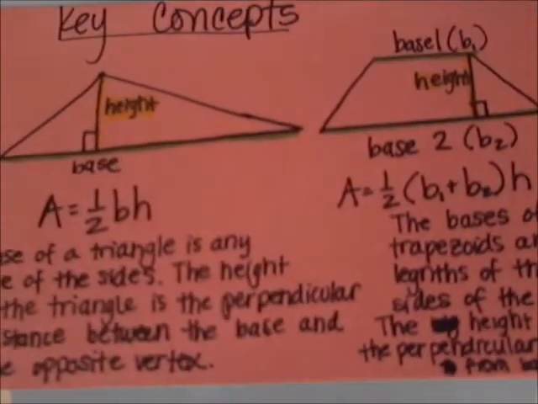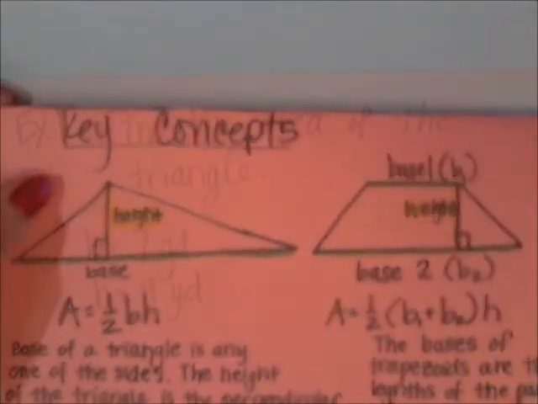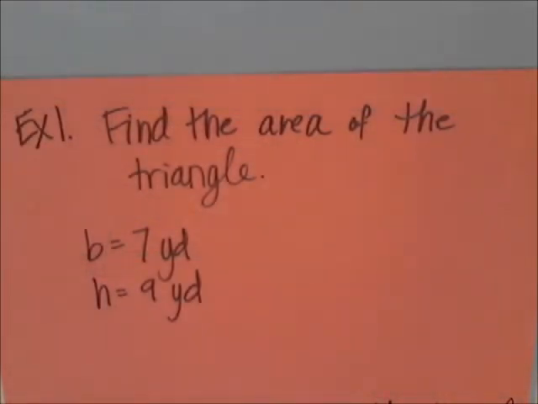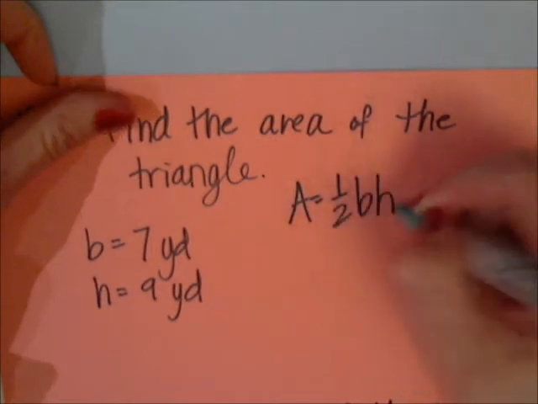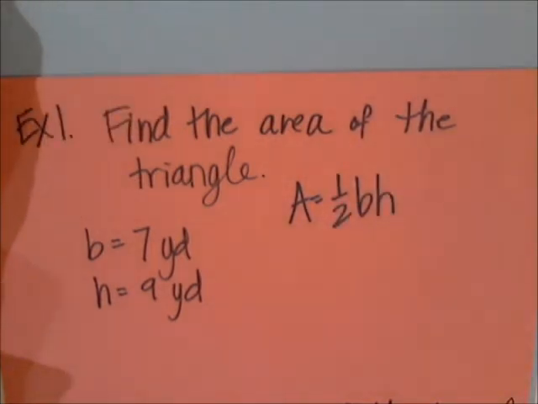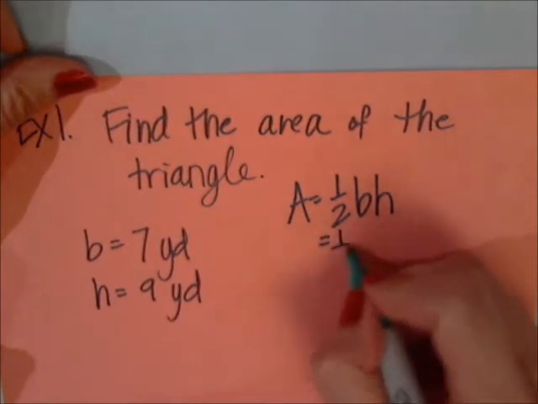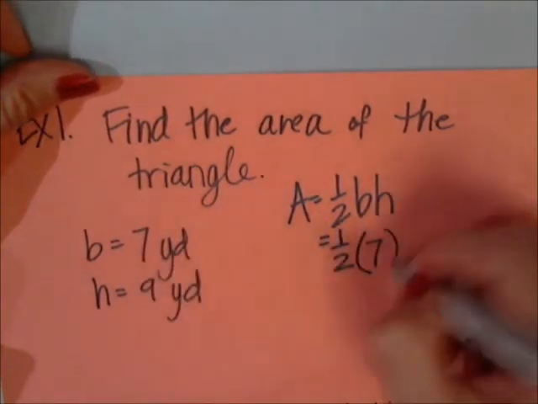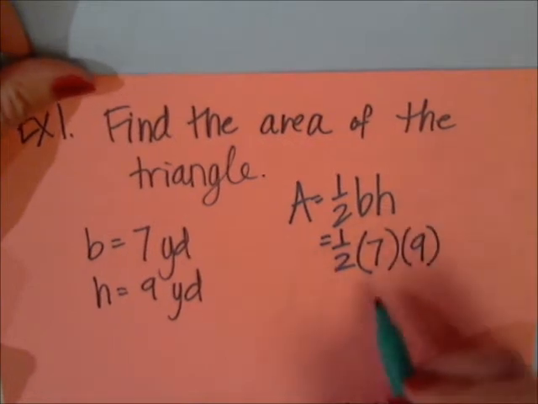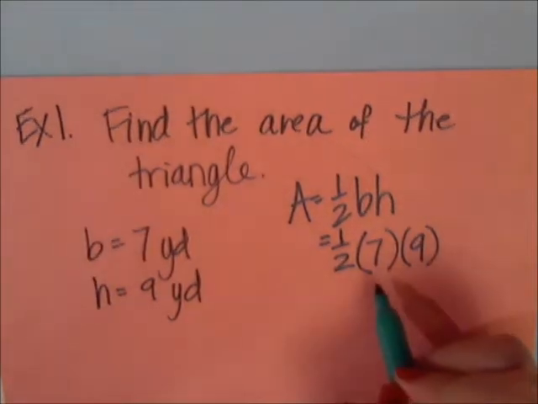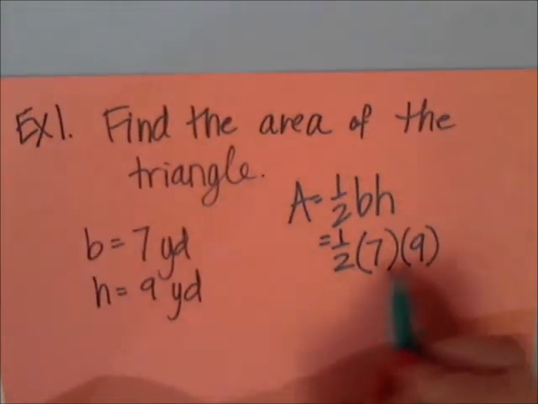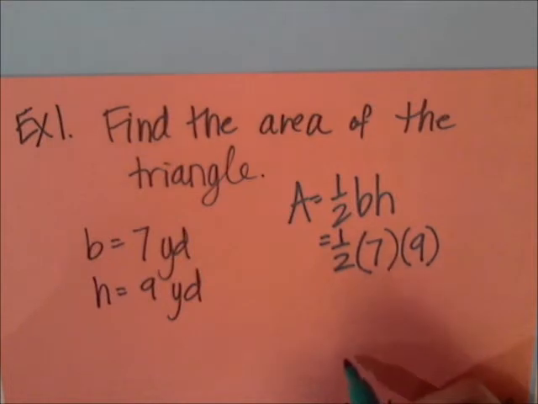Let's actually use these formulas to solve some problems. All right, let's get started with example 1. We are going to find the area of a triangle. When we're asked to find the area of a triangle, we write down our formula: area equals half times base times height. I'm going to plug and chug. My base is 7 and my height is 9, and here I'm going to use the commutative property because I prefer to multiply 7 times 9, and then I'll deal with the 1/2 fraction.